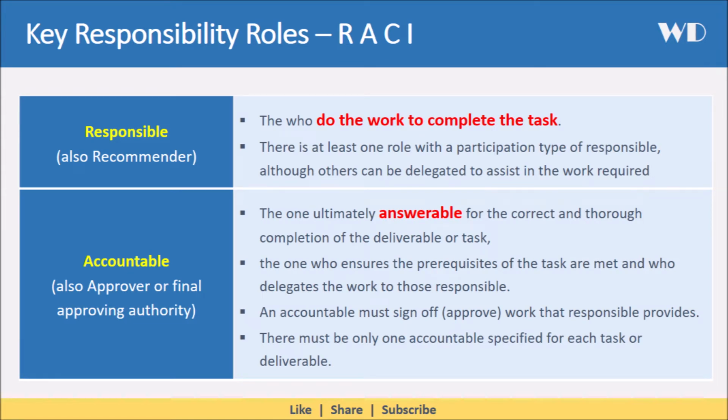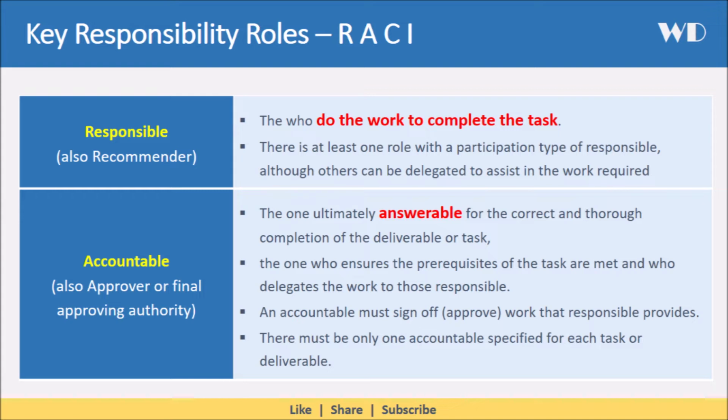The first key responsibility role is responsible, also called recommender. Responsible team members are those who do the work to complete the task. There is at least one role with a participation type of responsible, although others can be delegated to assist in the work required. The next key responsibility role is accountable, also called the approver, or the final approving authority.